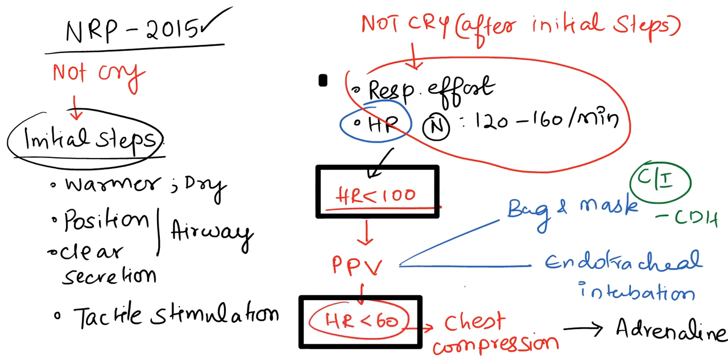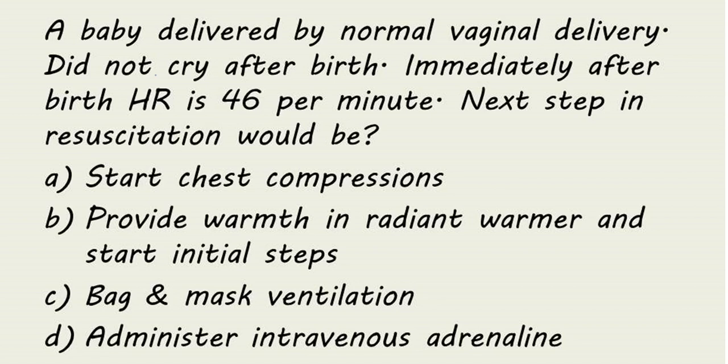So if you go by this, you may be tempted to think that in this particular case, heart rate is given as 46 per minute, which is less than 60 per minute. So you may be thinking whether I need to start chest compression. Are you able to follow this? Now the point is, initially heart rate does not matter. Initially, that means the baby is born, soon after birth, you are going to start resuscitation. At that time, heart rate does not matter. Whatever be the heart rate, you don't look at it in the first place itself.